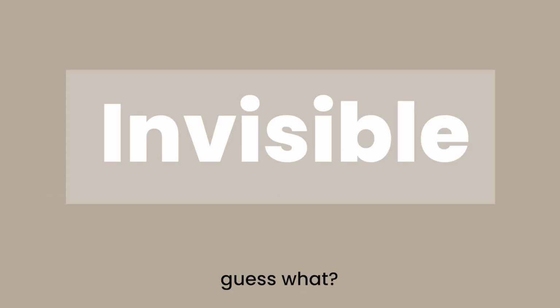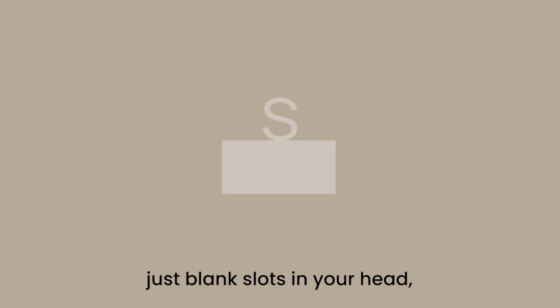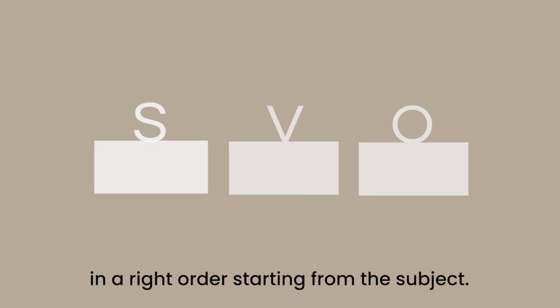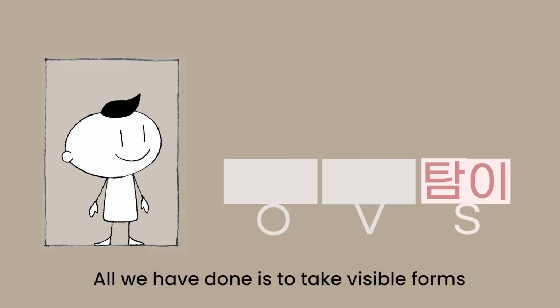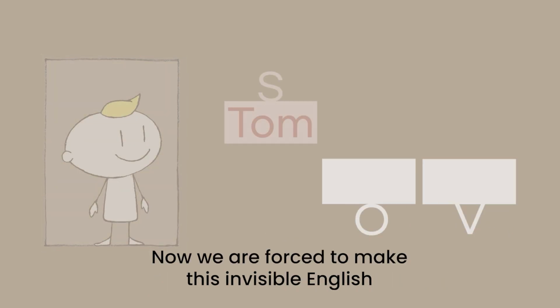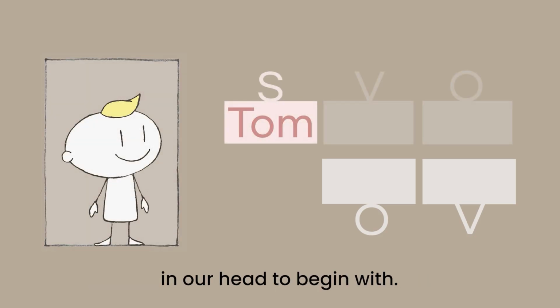But in English, guess what? It's the opposite. It is invisible. There's nothing to see, nothing to hear. No case markers, no particles, no endings, just a blank slot in your head, even before speaking. You must fill each slot one by one in the right order, starting from the subject. All we have done is take visible forms and push them deeper into the invisible. Now we are forced to make this invisible English appear, although we never had those blank slots in our head to begin with. That is a huge shift, and it's kind of wild, don't you think?